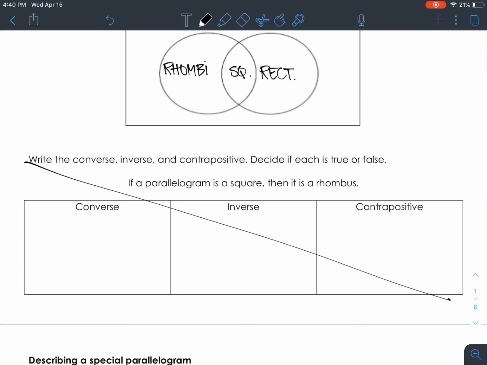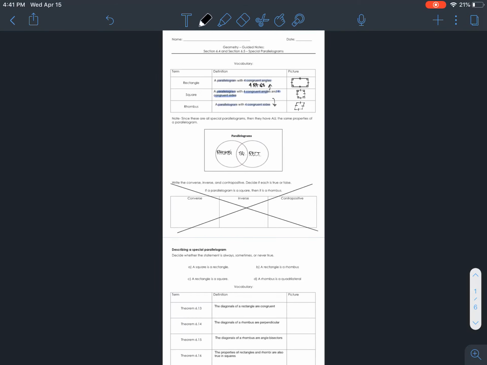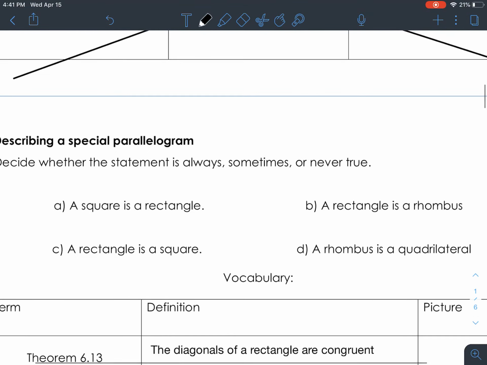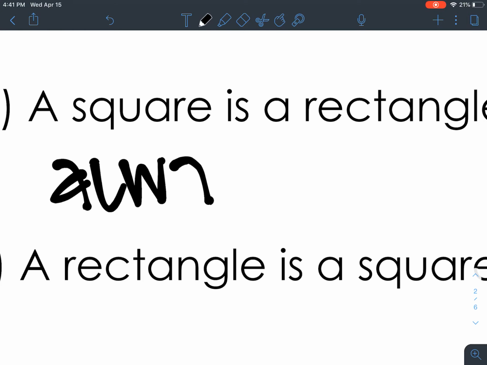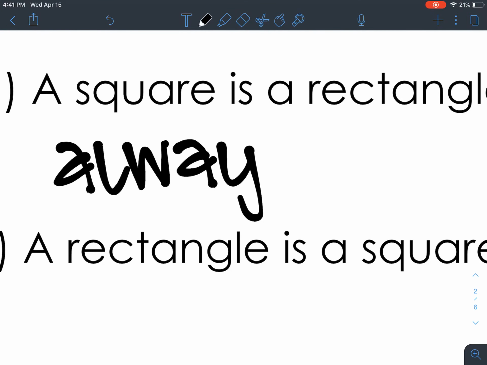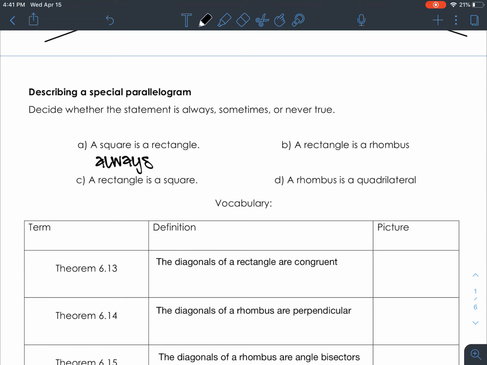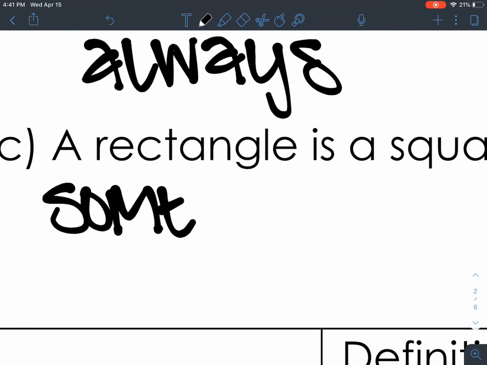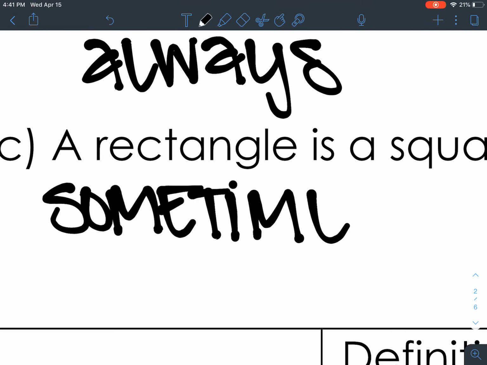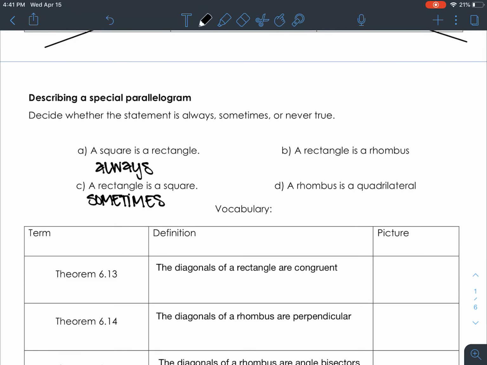We're not going to do this section right here. We've talked about converse, inverse, and contrapositive, so you guys could do that on your own. But we are going to go to this always, sometimes, or never. If you look at the first one, it says a square is a rectangle. Is this always, sometimes, or never true? This is always true. A square will always be a rectangle because a square will always have 4 congruent angles. Let's pop down below that, though, and it says a rectangle is a square. Well, this is only sometimes true. A rectangle can be a square only when the 4 sides are all congruent.